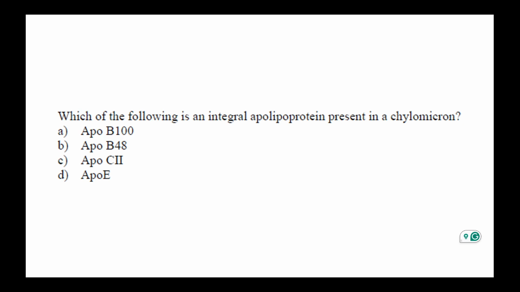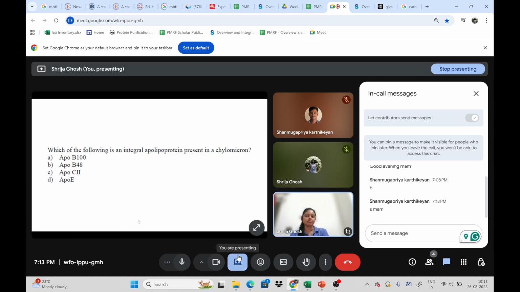Which of the following is an integral apolipoprotein present in a chylomicron? Option A, ApoB100; option B, ApoB48; option C, ApoC2; and option D, ApoE. So these are different apoproteins. Which of these apoproteins is the integral apolipoprotein in a chylomicron?